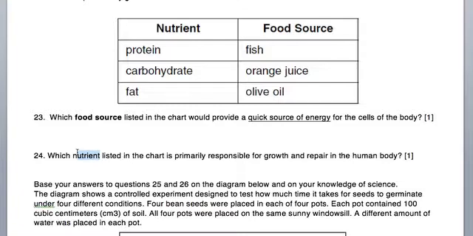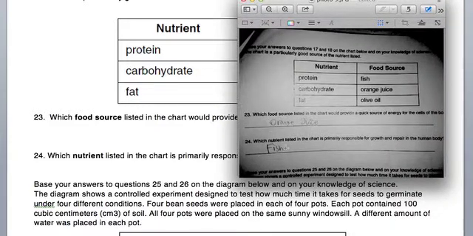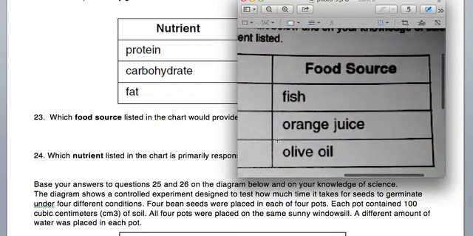But here, ladies and gentlemen, this one, really? Which nutrient listed on the chart is primarily responsible for growth and repair in the human body? Make sure that you mark what it's asking, because the first one asked for food source, the second one asked for nutrient. Most of you answered which food source instead of nutrient. Most of you wrote fish, which provides the correct nutrient, but it is not the actual nutrient. Fish right here, that is not a nutrient. That is a food source.